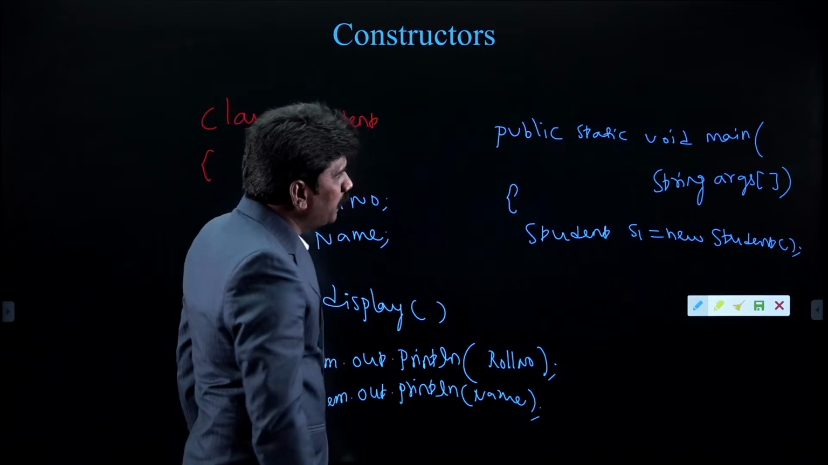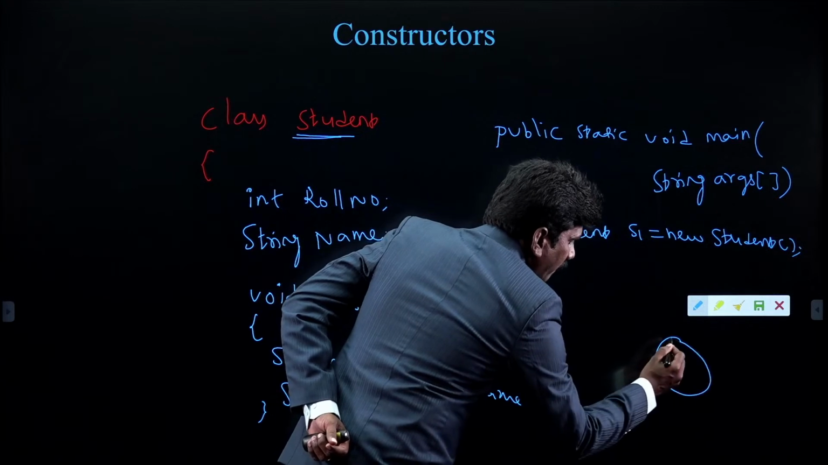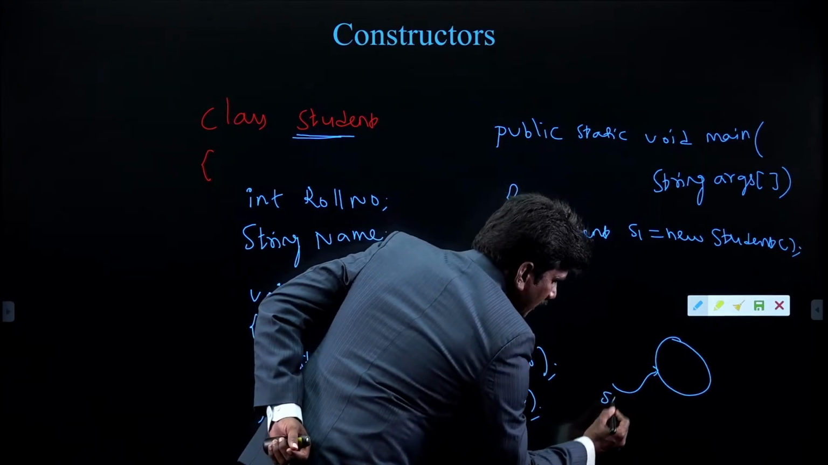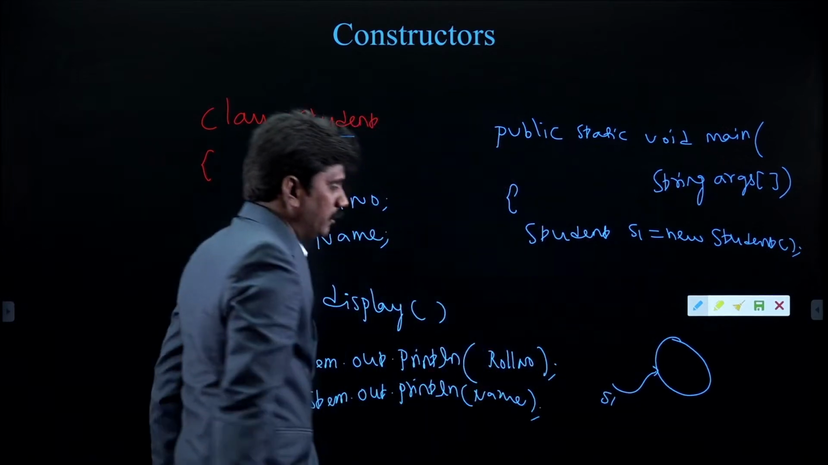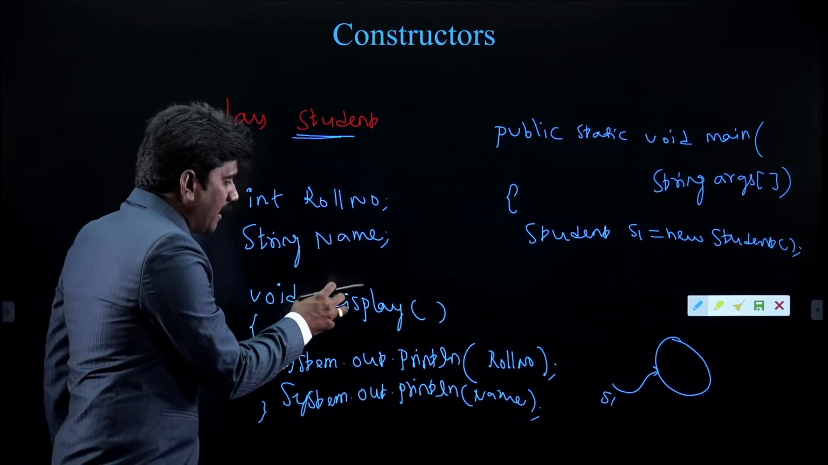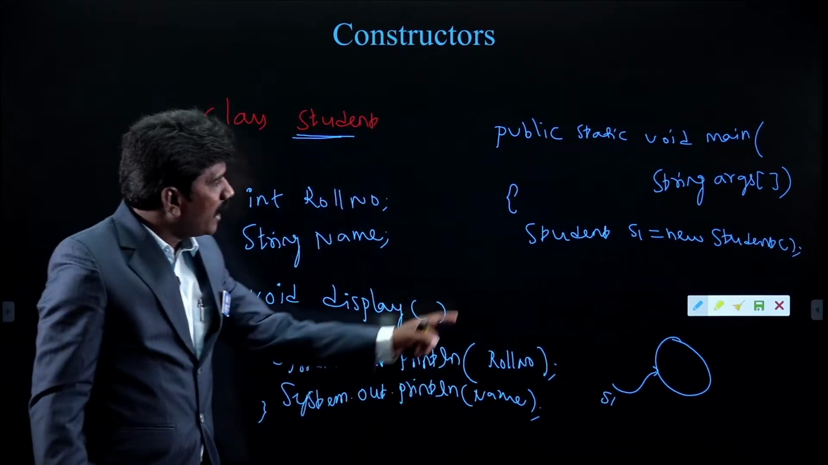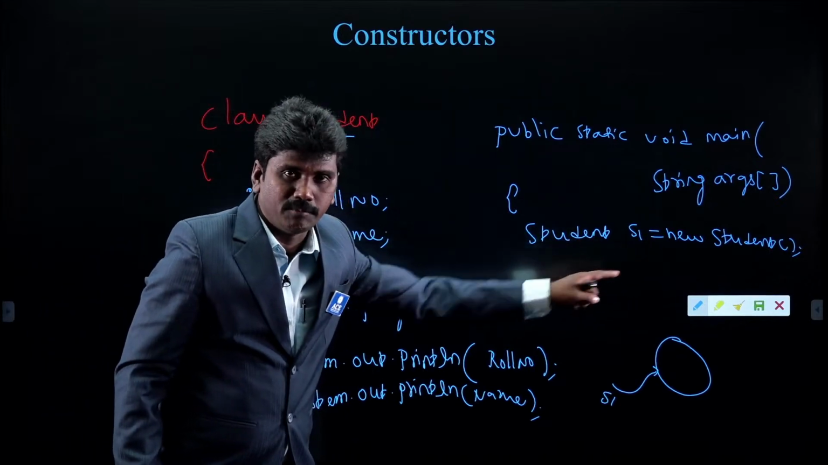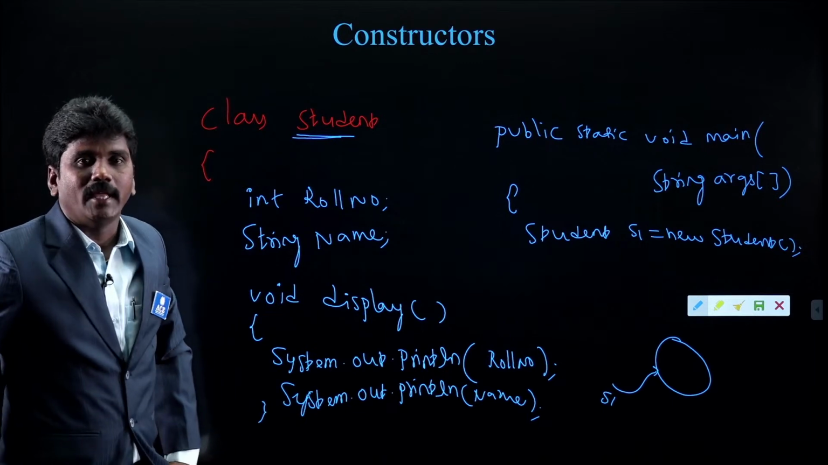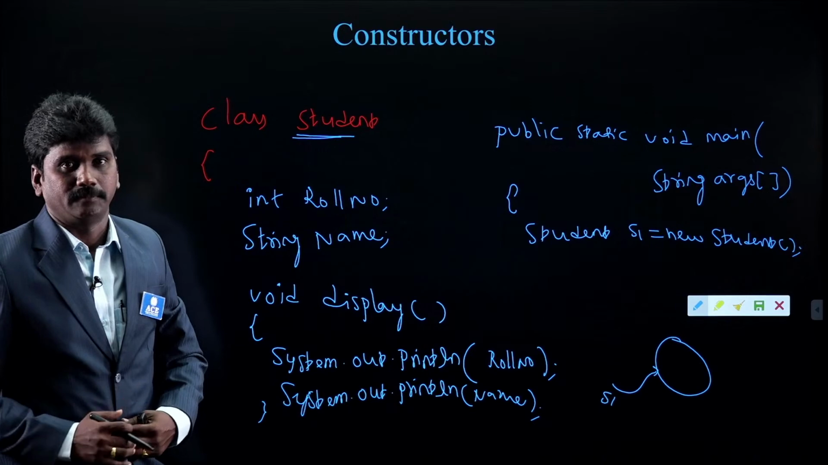So how is it going to create an object? In the heap memory, the object will be available at some address location. For example, s1 is referring to that. Whatever members there are, like roll number, name, display, all will be there inside it. Whenever we create the object, immediately the roll number and name are going to be assigned values with the help of a default constructor.